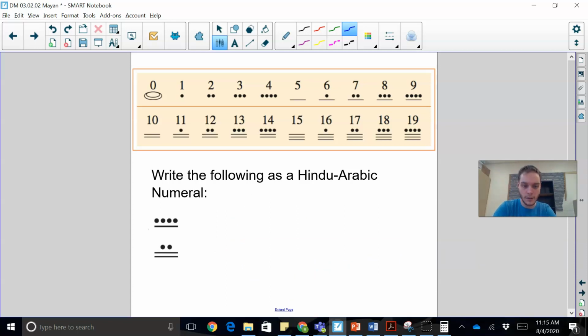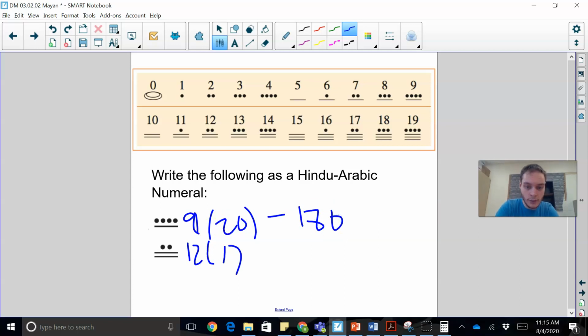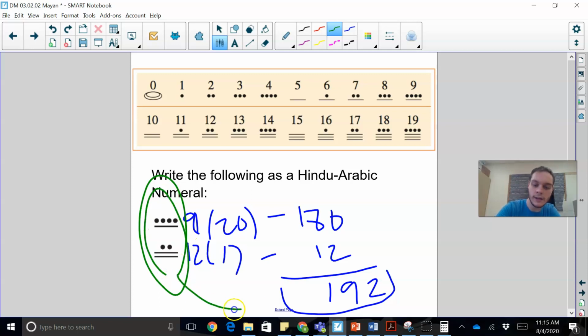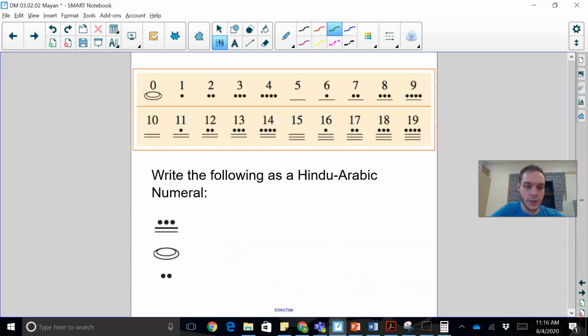Here we have 2 dots with 2 lines. It's 12. And of course we start with the 1 at the bottom. And then here we have 4 dots with 1 line, and that is going to be 9, and that's times 20. So now we just multiply across. 9 times 20 is 180. 12 times 1 is 12. And you add those together and you get 192 as your final answer. So just to recap, this is 192 in Hindu-Arabic.